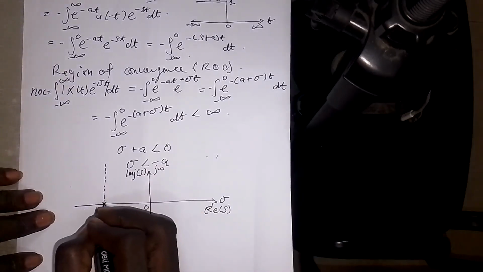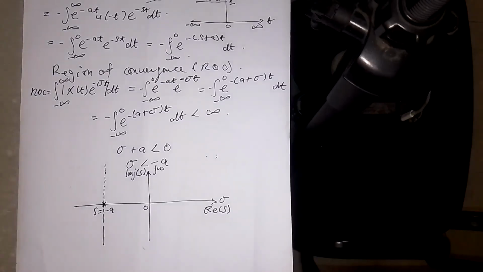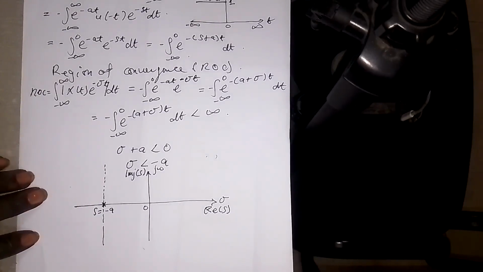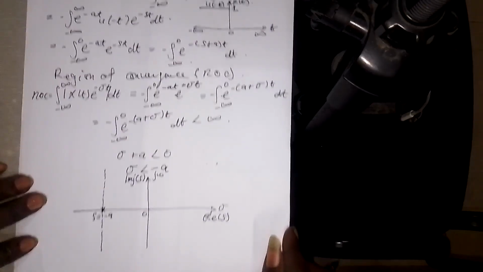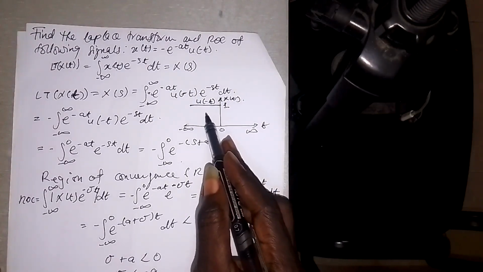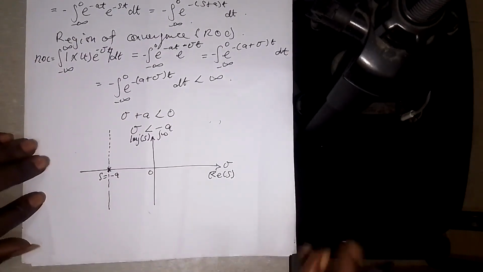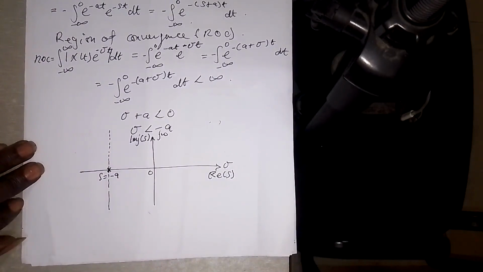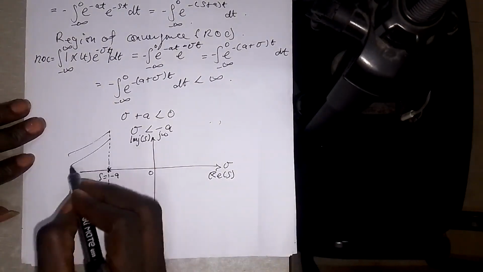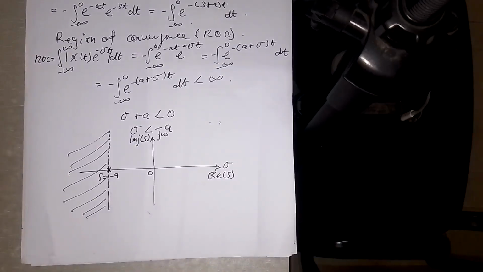Here s is equals to minus a. Now let me see in which plane my region will lie. To know the plane in which my region will lie, I have to come back to the unit step signal. The unit step is lying at the negative side, that means it's going this way. So my graph here should also go this way. This is how my graph will therefore look.